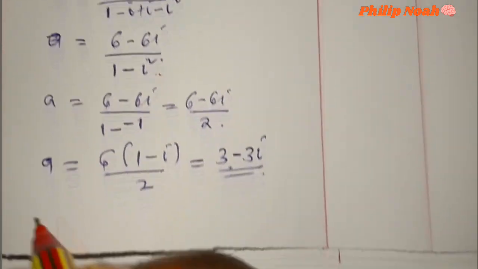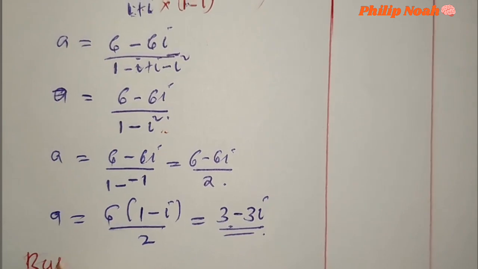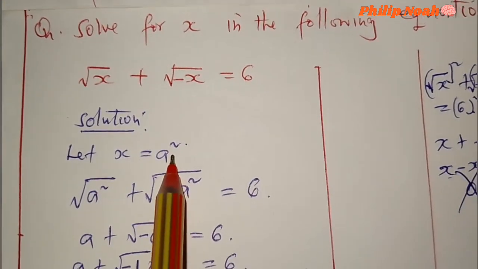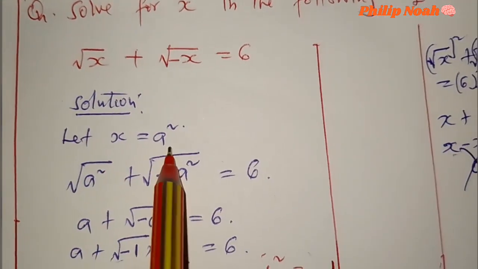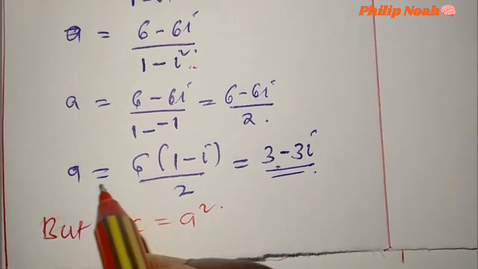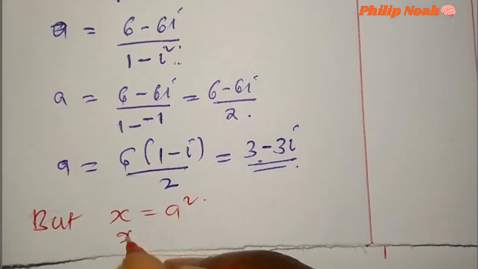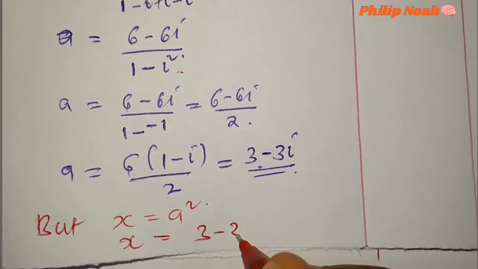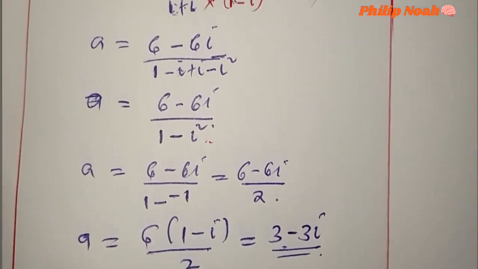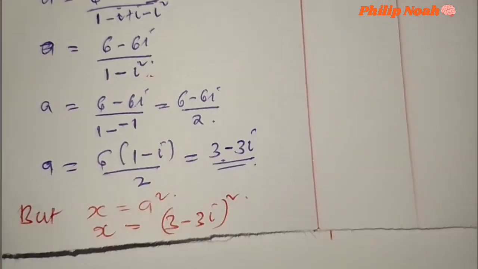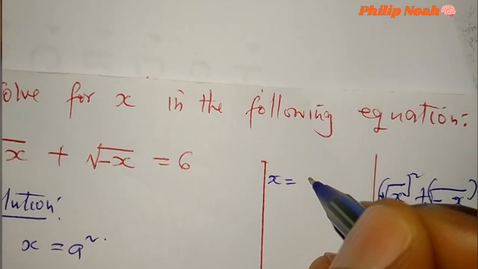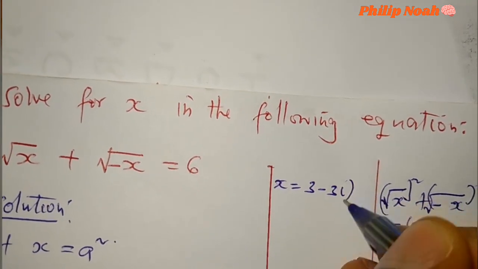But we have to remember that x is equal to a squared. We are required to find the value of x. So x is equal to a squared, and our a is this one, meaning that x is equal to 3 minus 3i, all squared. Okay. So x is equal to 3 minus 3i squared.